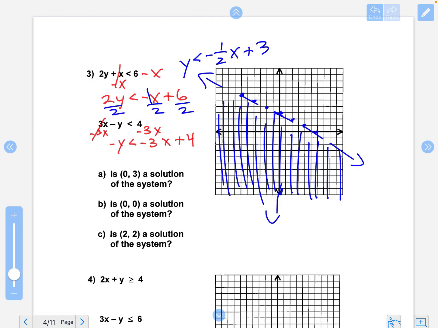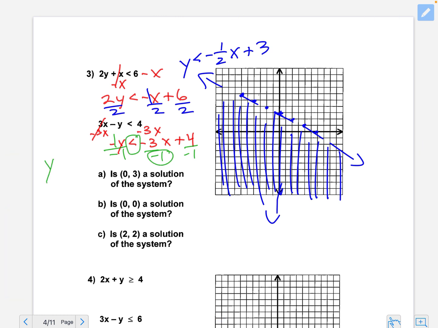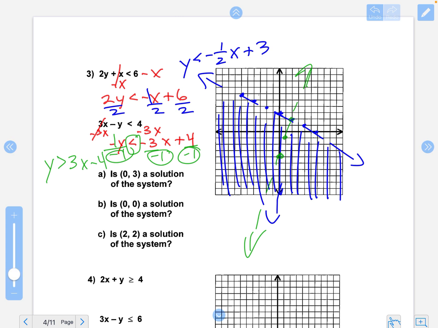Now, this is where we get tricky. We have to divide by negative 1 to get rid of that negative. Now, when you divide by a negative, it flips this. So now I have 3x minus 4. I'm going to put my point on negative 4. I'm going to go up 3 over 1. It's still dashed. Now it's greater.